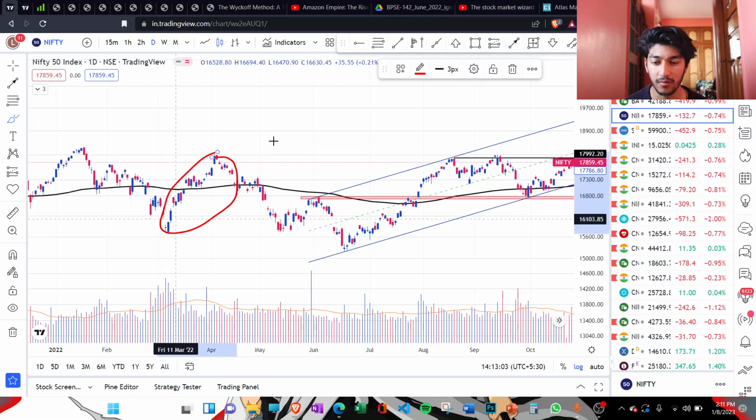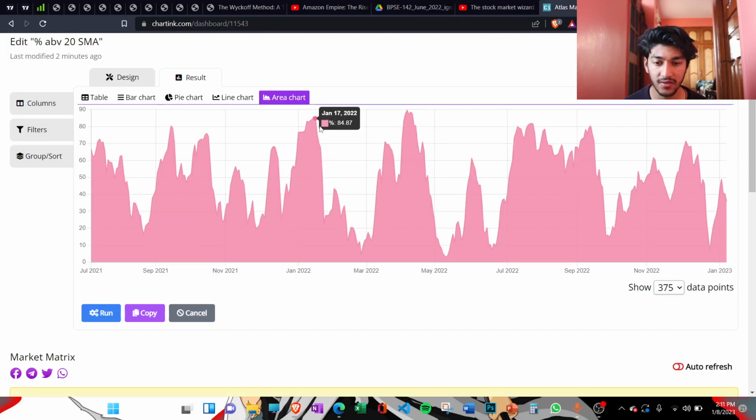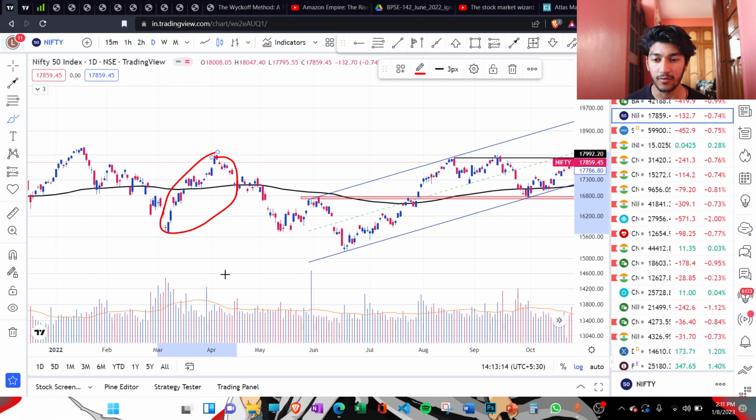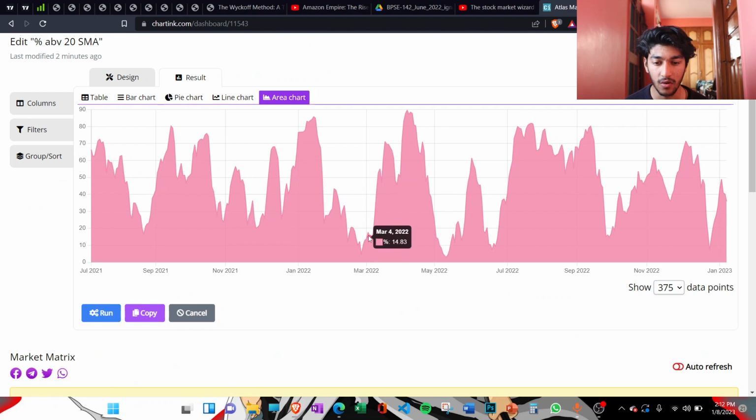It started from around March 4, 5. If you look at this peak, this was the bottom of the peak, that is at February 24. So when was February 24? It was around this, after this gap down. The market again fell after that, but if you see, the number of stocks above their 20-day moving average started improving. So this was on 24th February 2022.